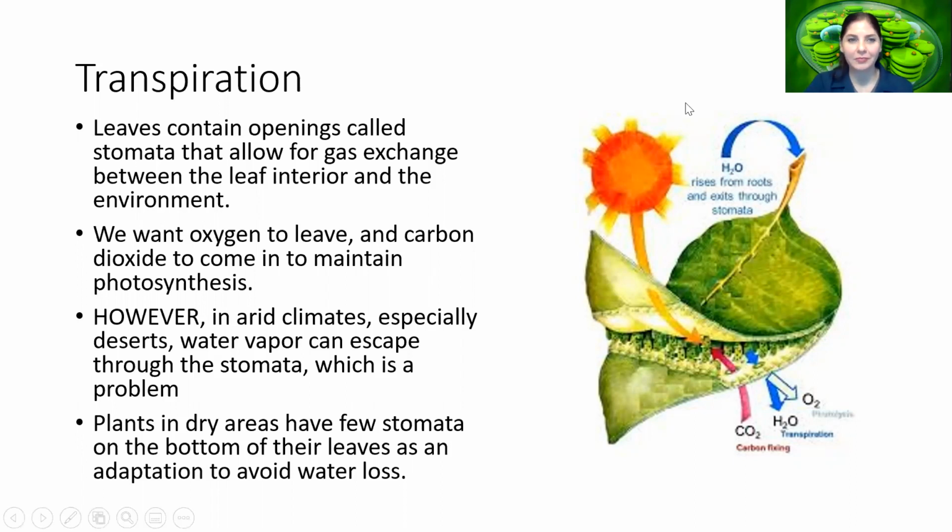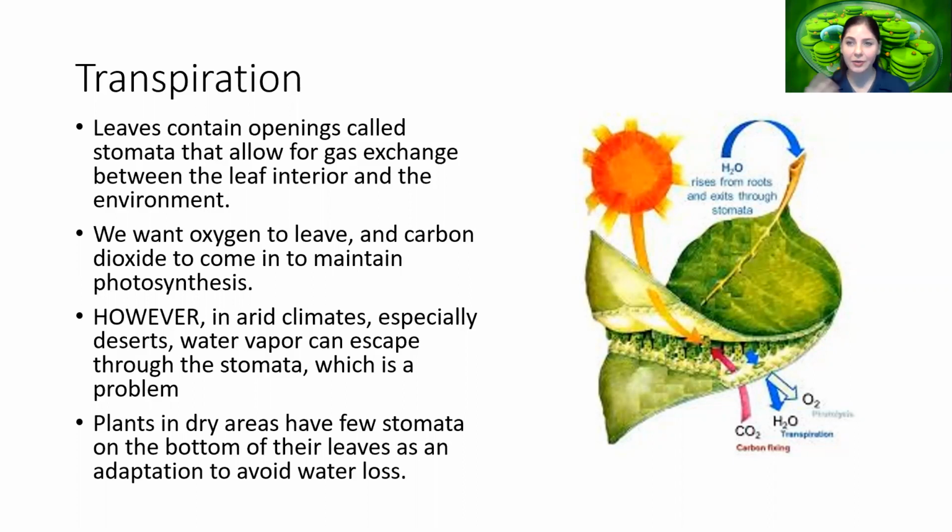So in transpiration, we have leaves, and leaves contain openings called stomata, kind of like the mouths of the leaves, if you will. And these are not to be confused with the stroma. So the stomata allow gas exchange between the leaf's interior as well as the environment. Now we want oxygen to leave and we want carbon dioxide to come in so we can fuel the process of photosynthesis. However, plants that survive in arid climates, especially deserts, lose water vapor as well.